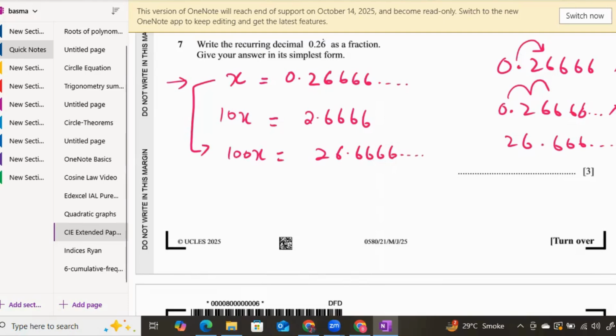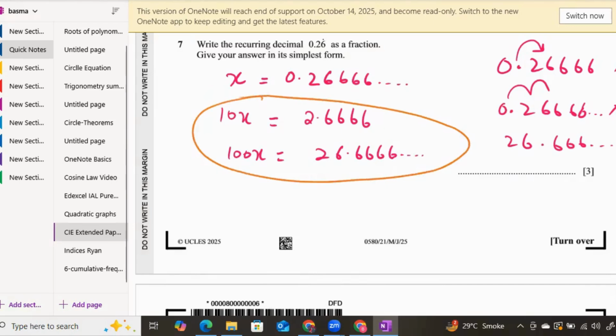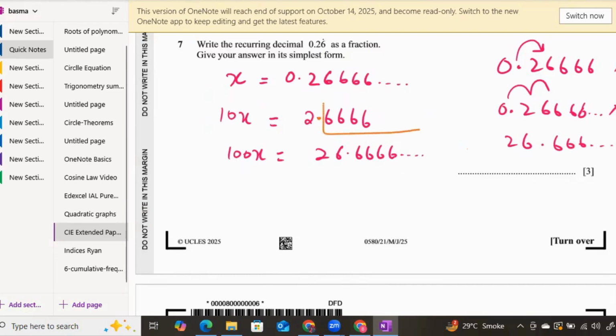Now you notice, are you getting any same decimal part? So yes, for these two things I'm getting the same decimal part. As you will notice, after the decimal you have 666 and after the decimal you have 66666. Okay. So where you get the same decimal part, that is where you stop. Now you subtract. Always subtract the smaller value from the bigger value. So we will do 100x minus 10x and we will do the same thing on the right side.